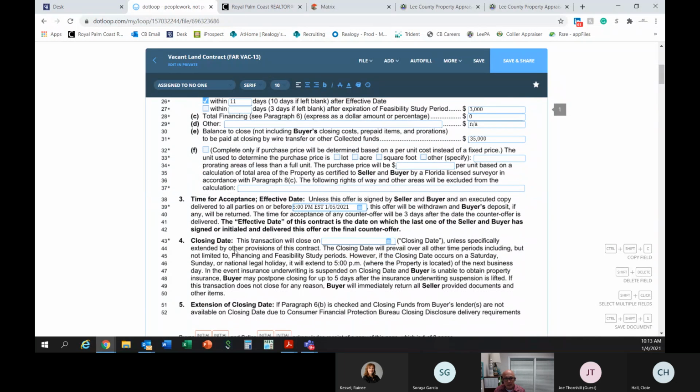Moving on, closing date. This transaction will close on closing date. Cash buyer, and typically we can get this closed in 15 days. But because this person is doing the second deposit, maybe they need a little bit more. So we're going to go maybe about 30 to 45 days out. So today's January 4th, so we'll go with February 4th.